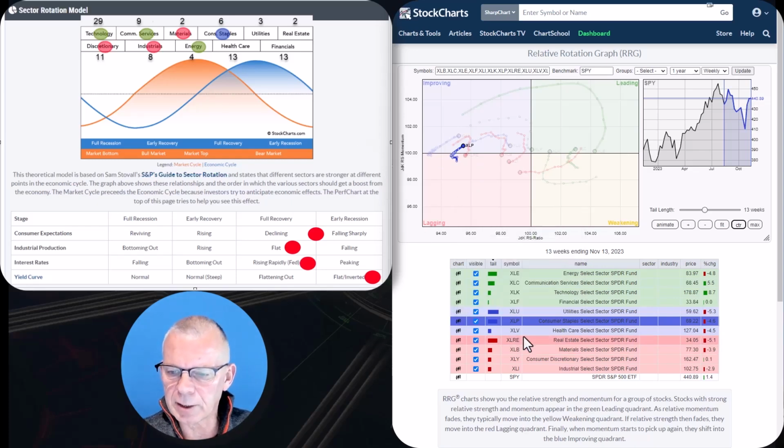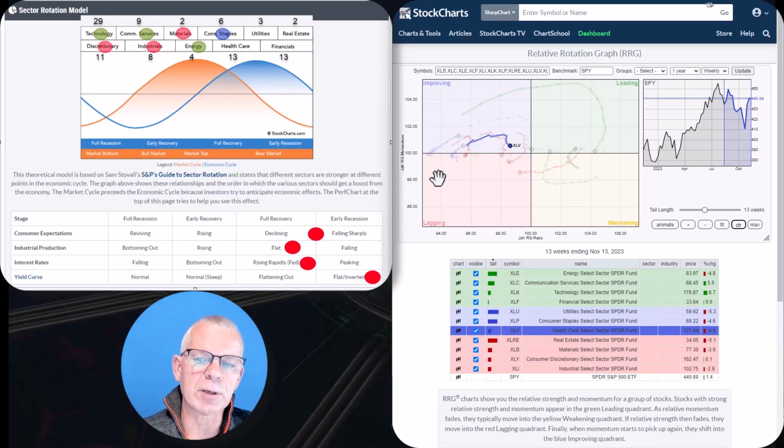If I go to healthcare, it's already doing that. It's rotating inside improving, but rotating down, rotating lower. So that is kind of going into underperformance mode. It's moving a little bit to the right, but it's still on the left-hand side, and there's a good chance that it's starting a new down leg in an already declining relative trend.